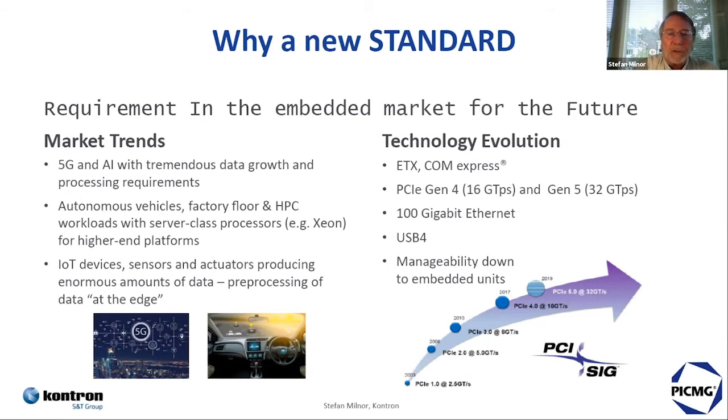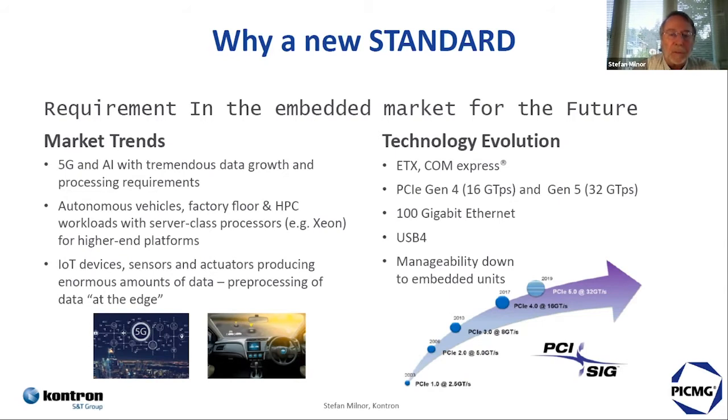So on the right side of this slide, a little bit about technology evolution. ETX was ISA-based, COM-Express is mostly PCI Express based. But PCI Express is moving on to Gen 4 at 16 gigatransfers per second and Gen 5 at 32 gigatransfers per second. The COM-Express connector is kind of running out of steam. It might work with PCI Gen 4, especially with the new 16G versions from EPT and Tyco or TE Electronics. It's probably not going to work at Gen 5 at all.